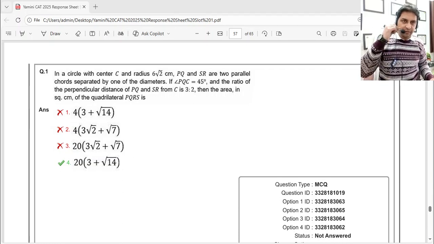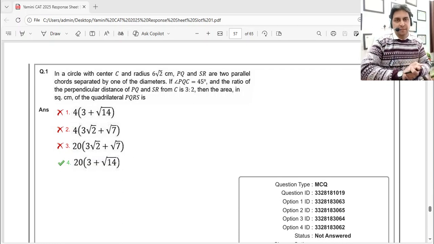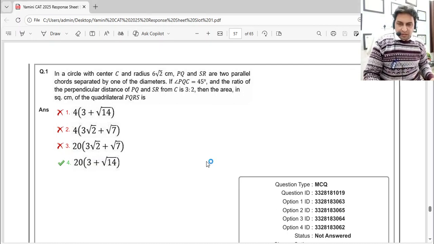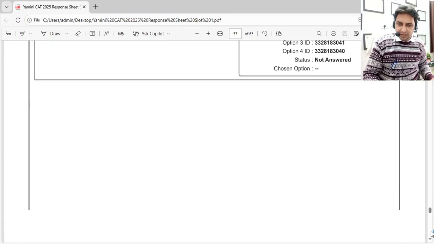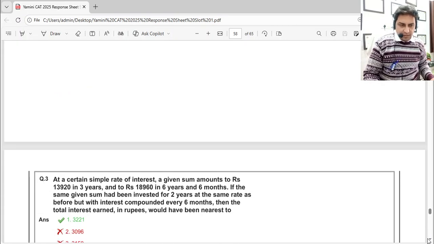CAT 2025 Slot 1 Quant. In this class, we're going to cover the arithmetic questions from slot 1 of CAT 2025. So let's see. The first question, this is not arithmetic. Second, no. This is an arithmetic question.